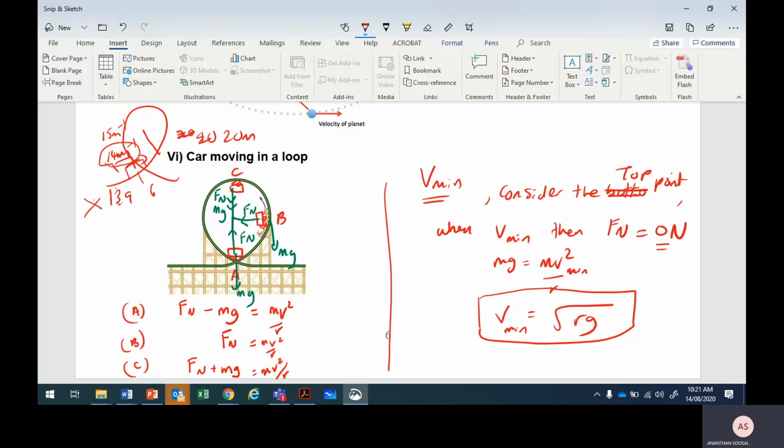Any change to the minimum speed? The minimum speed is unchanged. Minimum speed is unaffected by the mass of the roller coaster. It's only affected by the radius and the gravity.